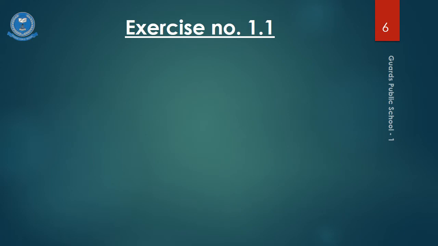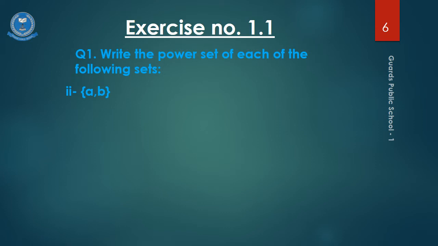Now come to the exercise 1.1. The question number 1 you have, write the power set of each of the following sets. I am solving its second part for you. Set with elements A, B. Here you have 2 elements in this set. So, in order to find the power set of this set, first of all, we will suppose this set as set A.